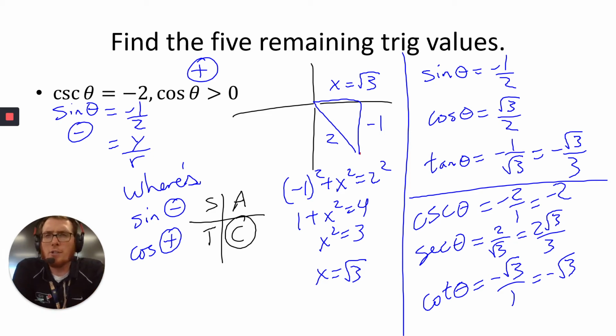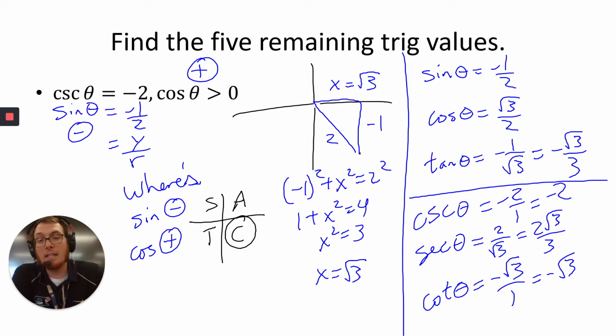The trouble with this question is it says cosine is greater than 0. So cosine is positive because it's greater than 0, and sine is negative because they tell you it's negative. And then you're looking at where that happens. Well, cosine's positive either in the A category, all, or the C category, calculus. And because sine is negative, it has to be quadrant 4. So that right away says my picture's in quadrant 4.